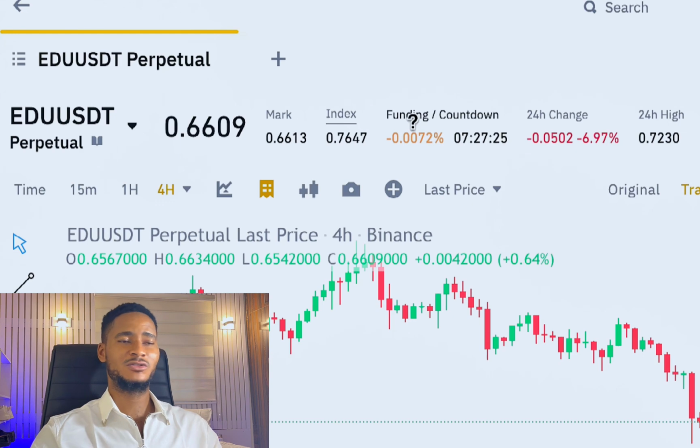So if you insist on selling when it is negative, you are going to be charged some fee, and this fee is going to be distributed to those that are longing, those that are buying. And that is what this is trying to explain.